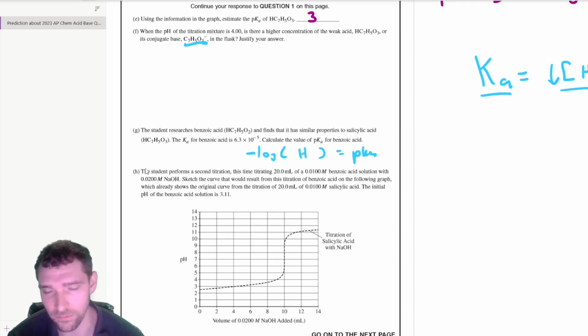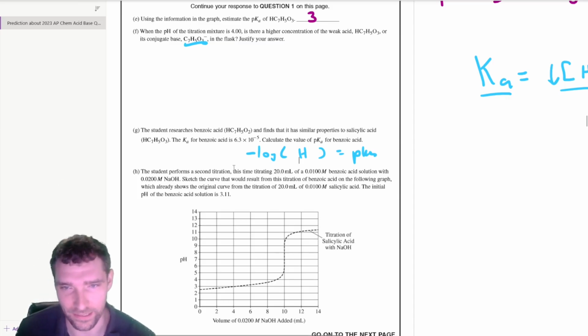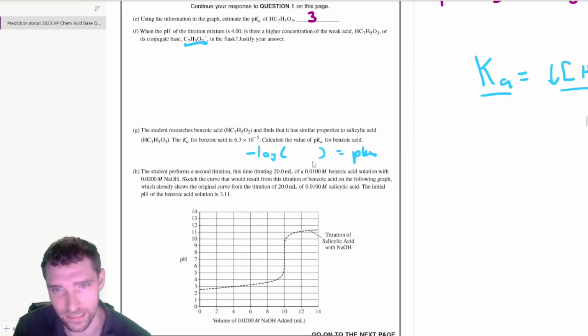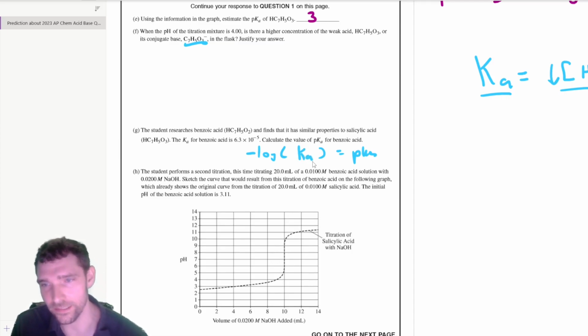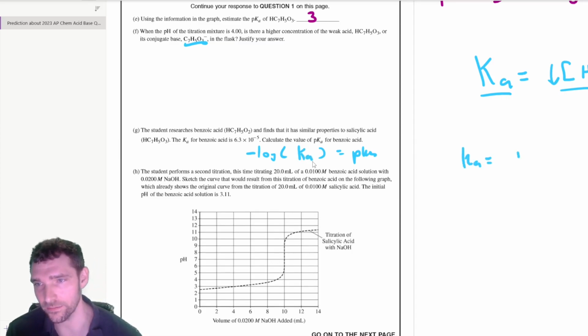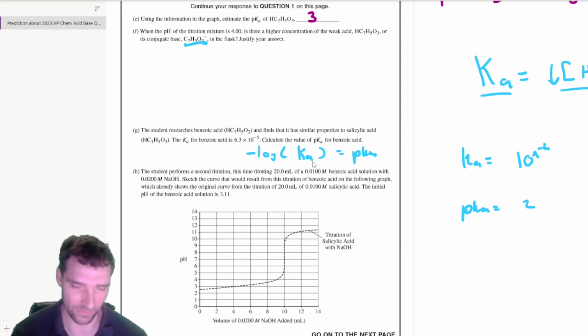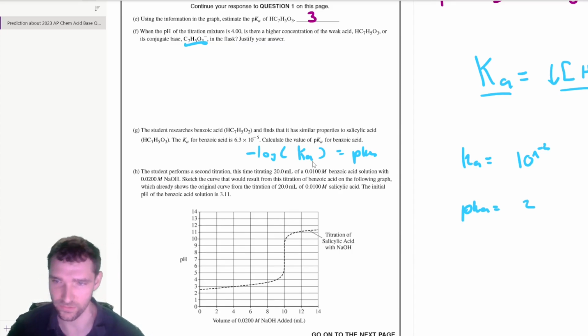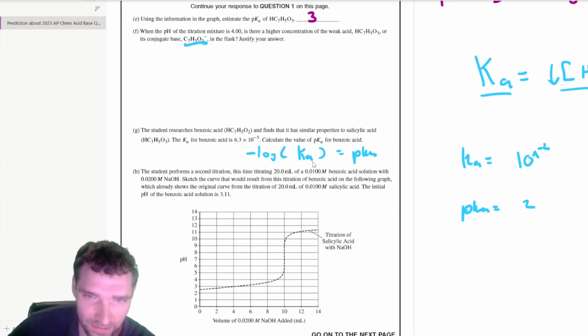I'll think about this in terms of some easy examples. Sorry, this is not the concentration of H, this is for the Ka. I know if I have a Ka of 10 to the negative 2, that's going to give me a pKa of 2, just like if you have a concentration of H+ of 10 to the negative 2, the pH is 2, right? So you do the same sort of thing here, you just do a negative log of that number.